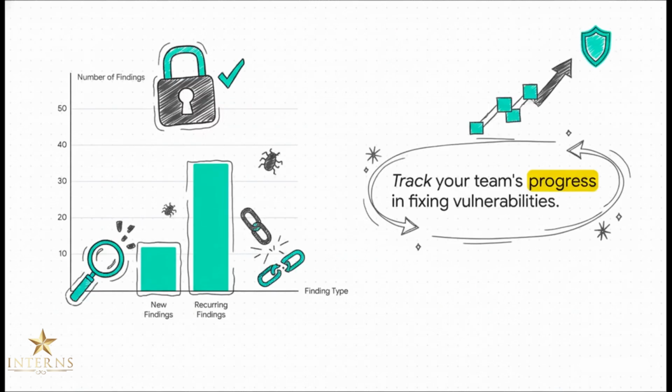And here's another key output: tracking your progress. This simple little chart tells a really powerful story. Are we just finding new problems every week, or are old ones sticking around? See that high number of recurring findings? That might mean the team is having trouble actually fixing things. This is how you measure if your security program is actually getting better over time.